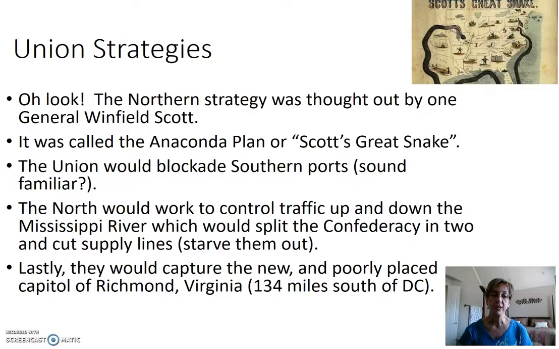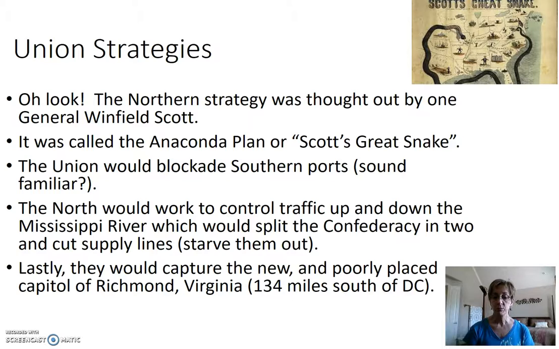All right, so the Union strategies. Winfield Scott was really old, but he was a really good general, and Lincoln actually had asked him, would you come and lead the troops? But Scott is really old. He said, no, I can't do that, but I will devise a military strategy for you. And it was called the Anaconda Plan, or Scott's Great Snake. You see a picture of it at the top.